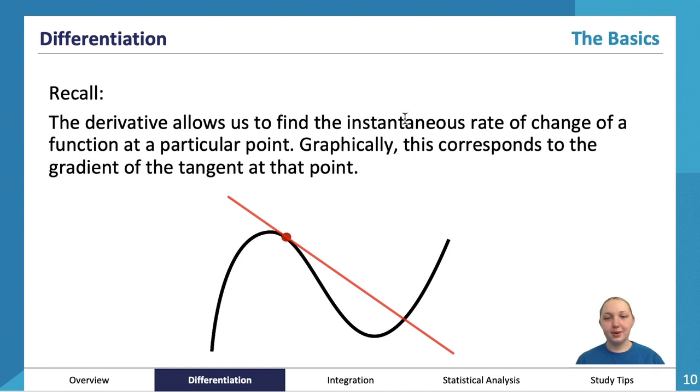So yeah, big things to remember here is that your derivative is allowing you to find the instantaneous rate of change, okay? Make sure you remember it's instantaneous because it's only at one specific point. It's not the rate of change from point A to point B, it's the rate of change at a single point. And graphically, that means that you're finding the gradient of a tangent.